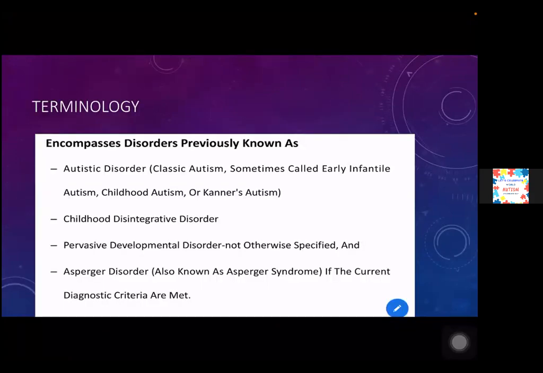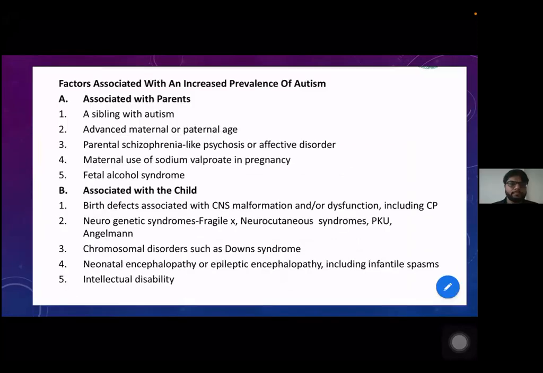So the autism spectrum disorder is a terminology which encompasses the previously known autistic disorder or the classic autism, which was also called Kanner's autism. Sometimes they were initially called childhood disintegrative disorder or pervasive developmental disorder or Asperger's syndrome. Now, all these classifications have been grouped together into something called autism spectrum disorder.